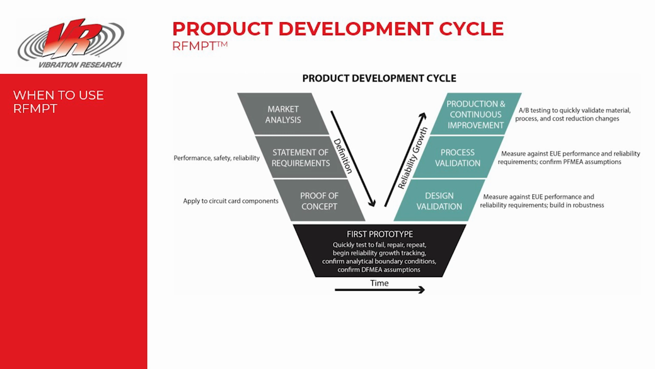Looking at a typical product development cycle, on the definition side, the statement of requirements should identify all performance, safety, and reliability requirements for the product in the specific customer application it is designed for. A comprehensive DFMEA, or Design Failure Mode Effects Analysis, should call out RFMPT testing in the proof of concept phase.